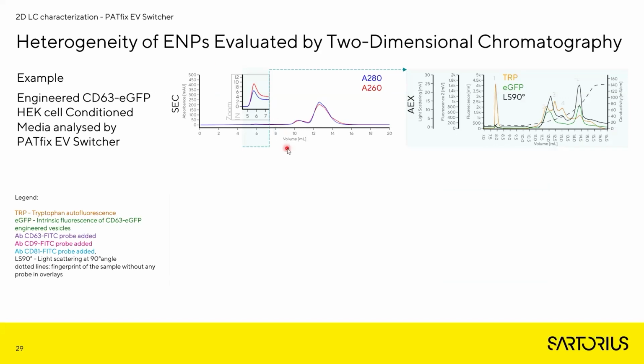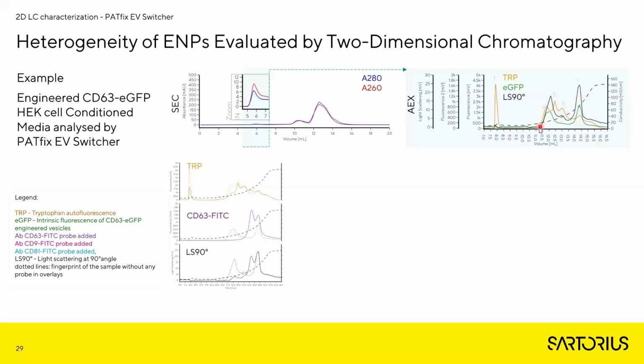So here we can see an example of the EV sample of engineered CD63 GFP EVs. We can see the profile of the impurities in the sample and the particles resolved by their charge. We can notice several populations, like two main populations of EGFP expressing particles, which could be EVs. And we additionally observe the tryptophan peaks, which suggest that there are also some protein-rich particles present.